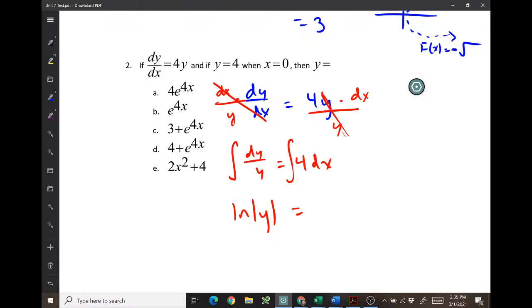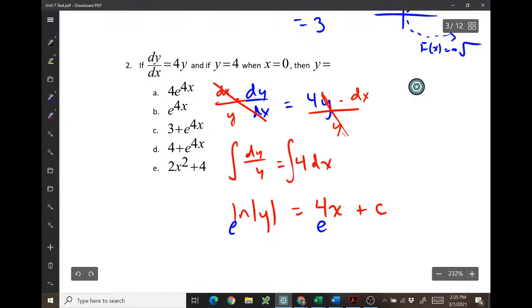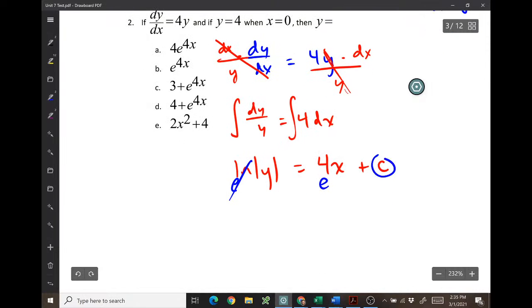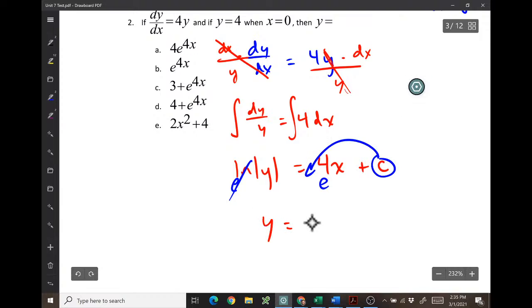Integral of 1 over y is ln of y. Integral of 4 is 4x plus c. Now we're going to take e to both sides, e to the power of both sides. That cancels out. We take our c and we bring it into the front. This gives us y equals, when we bring the c into the front, that also allows us to drop the absolute value signs because c could have been positive or negative. And then we plug in 4 and 0 for the x. That goes to 1. So 4 is equal to c. Then we can just plug that right back in there. We get y equals 4e to the 4x, which was choice A.